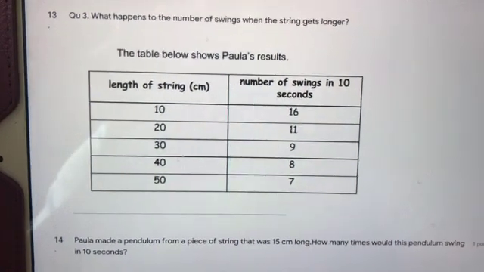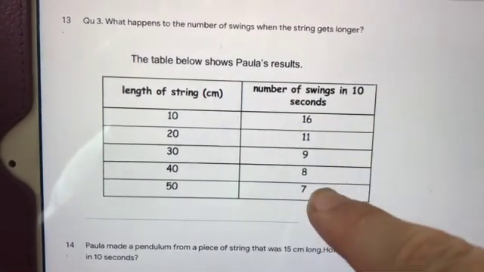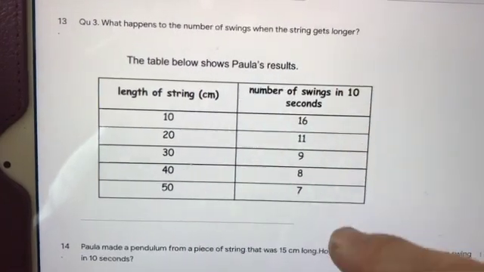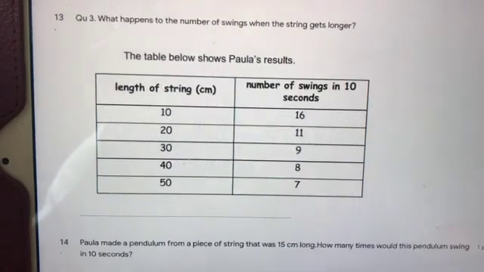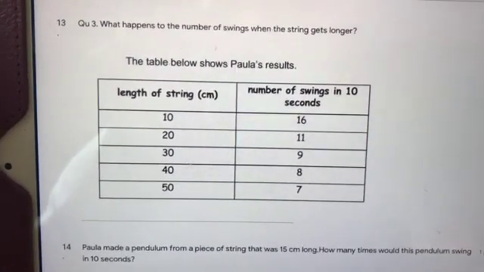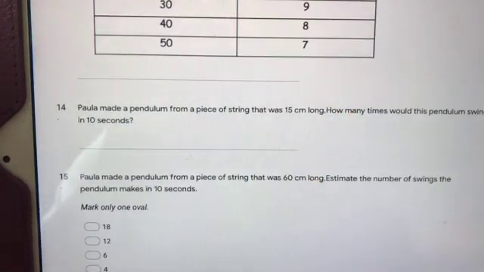But any answer here which talks about the fact that as the string's getting longer, you're getting fewer swings. There are less swings, there are not as many swings, it goes down. Those are the right idea. The best way to express it, though, is to put it decreases. Just those two words are all you need in that question.